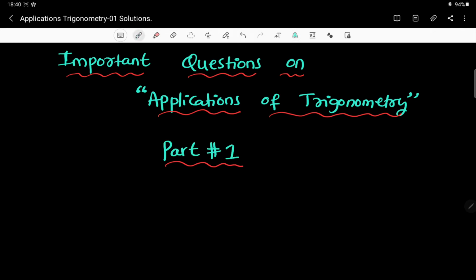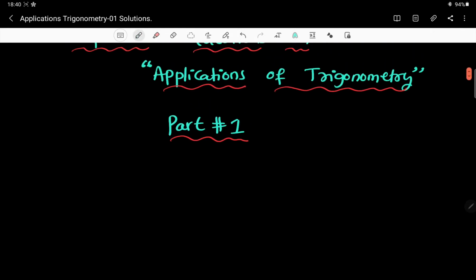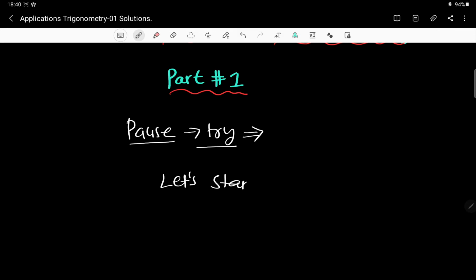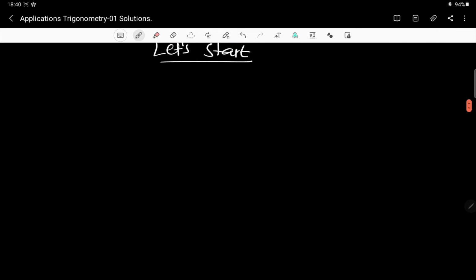All right, I will keep on writing the questions, and whenever a question is written, you pause the video. You pause the video and you try it. So definitely we're going to get the answer. If you don't get it, then you can continue the video to see the answer. Okay, so let's get started. Let's start the video with this first question.